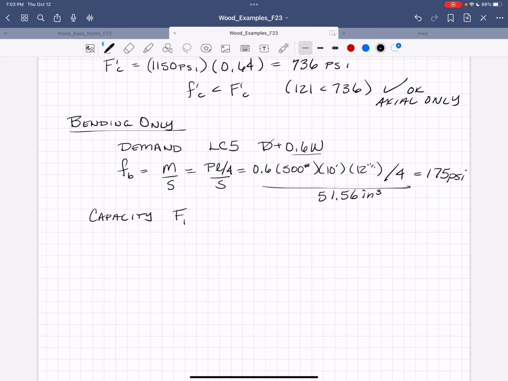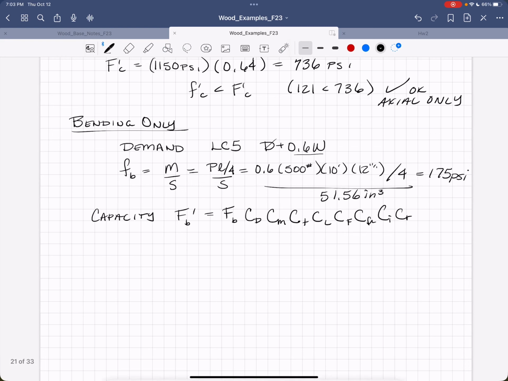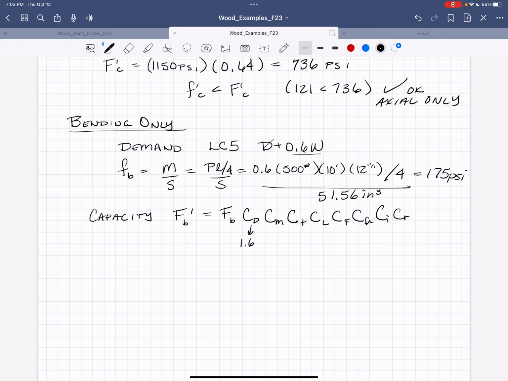So good old F sub B prime, and then we've got the bending value we look up. Bending has the biggest slew of adjustment factors: C sub D, C sub M, C sub T, C sub L, C sub F, C sub U, C sub FV, C sub I, C sub R. And all of those, well, not all of them. C sub D is 1.6. These two are 1.